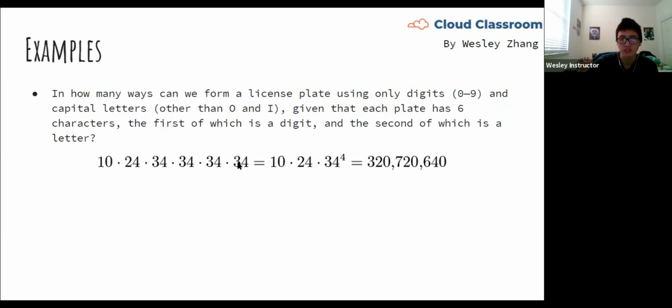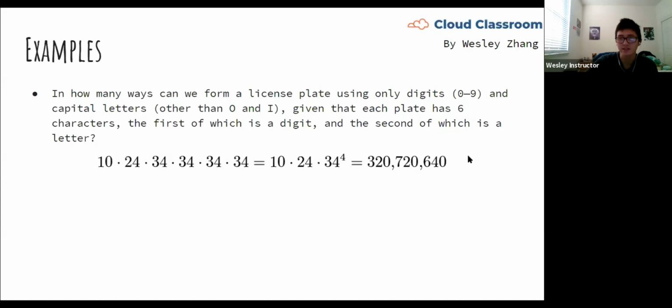And for the rest of the four slots, I can use any digit or any letter besides O and I. So 10 plus 24 is 34. So I have 34 options for the last four slots. So I just multiply all of these numbers together, 10 times 24 times 34 to the fourth power.